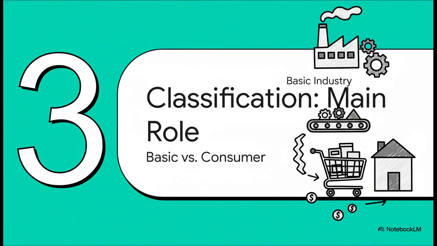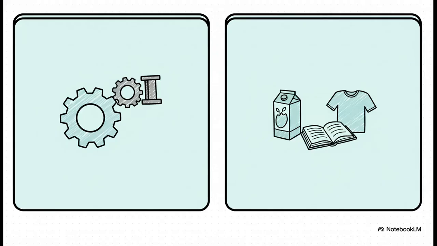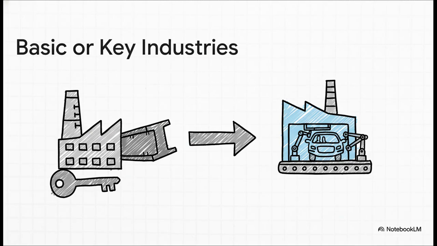Now, let's see how we can classify them based on what they do. What is their main role in the whole process of making things? Based on their role, we can again make two groups. We call them basic or key industries and consumer industries. Basic industries are like the foundation of a building. They are absolutely essential. Why? Because they make products that other industries need.